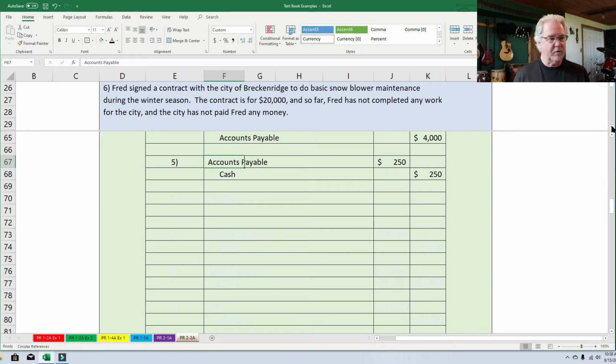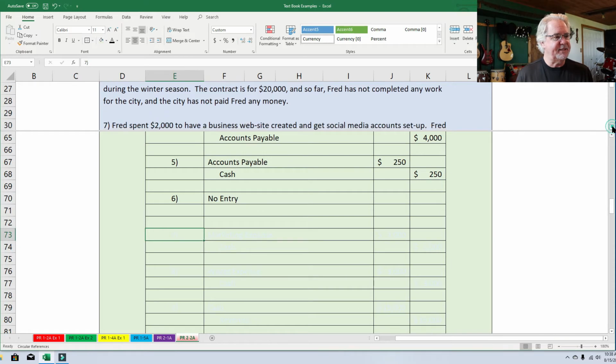All right? So here you go, number 6. It can't claim revenue. Also, no cash has changed hands. So in other words, not much has happened other than signing of the contract, which is a wonderful thing. But since no cash has changed hands and no work has been done, we're not going to make a journal entry at all. Sometimes that happens. So I'm just going to write no entry. On to number 7.